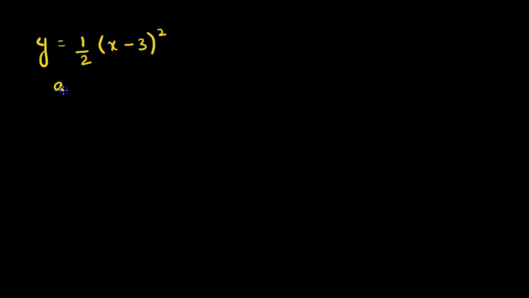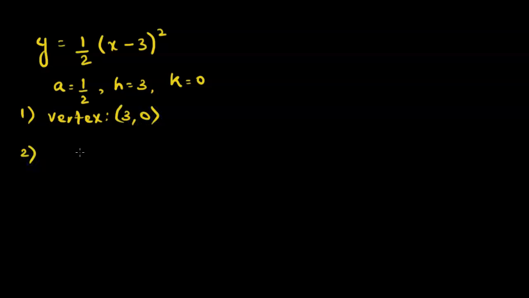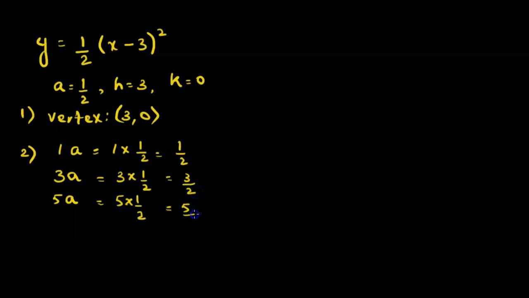We know a value is half, h is 3, and k is not there, means k is 0. First step is we write on the vertex. Since the vertex is h comma k, it's going to be 3 comma 0. Second step is to write on the step pattern, and the step pattern is 1a, 3a, 5a. 1a means 1 times a, which is half here. 3a means 3 times half. 5a means 5 times half. So this would give us 1 over 2, 3 over 2, and 5 over 2.